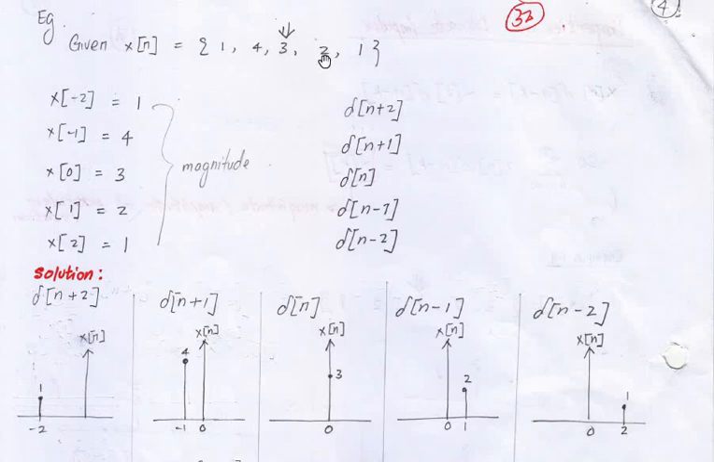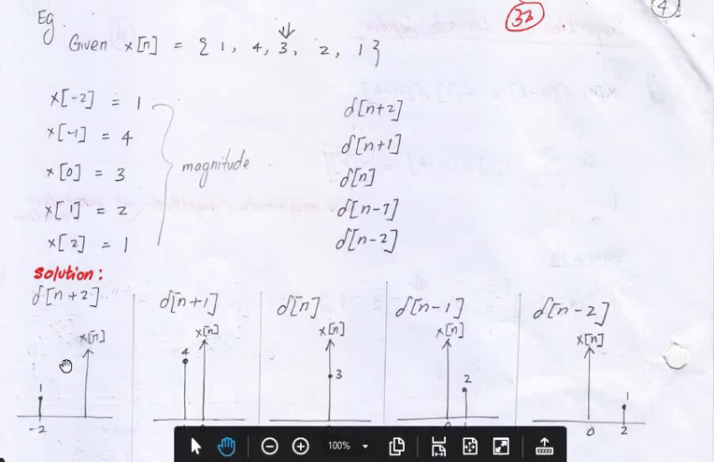And then next is the location n equal to 1, where you have the value of 2. And at n equal to 2, you have the value of 1. If you want to write in the delta form, it is like this. For x[-2], the location, you can write in the delta form as delta[n plus 2].